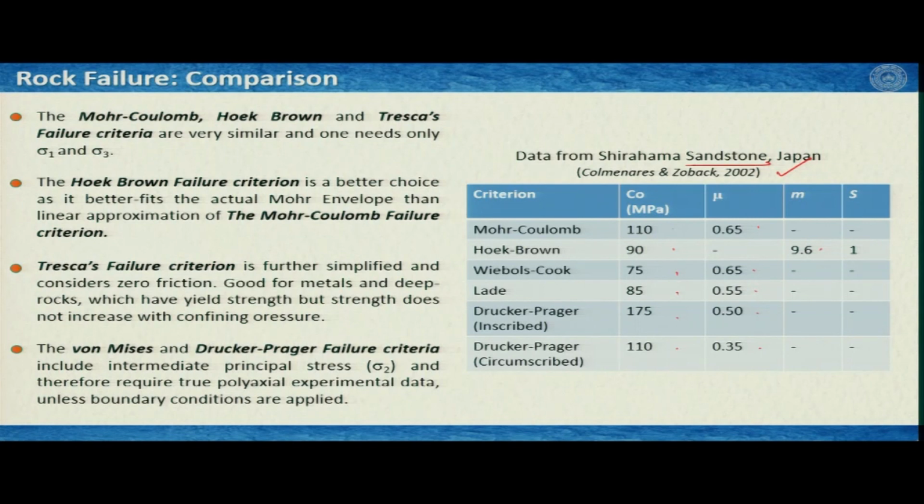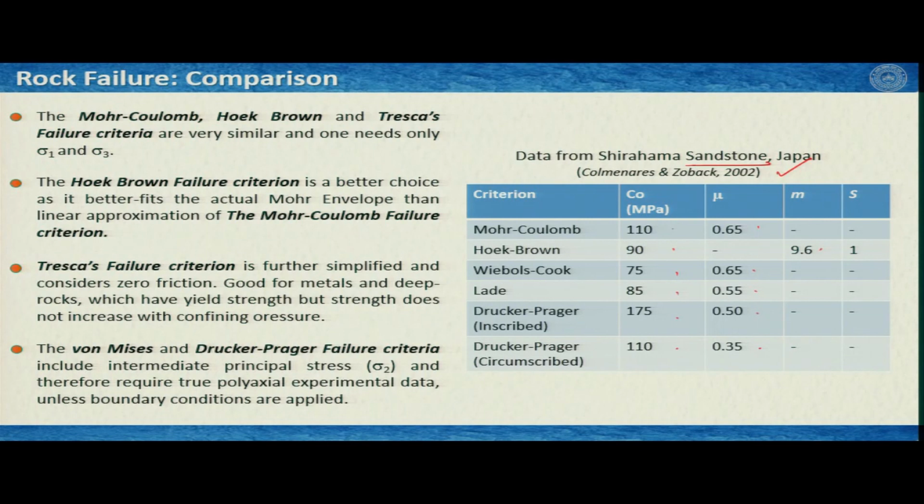So, the Mohr-Coulomb, Hoek-Brown and Tresca's failure criteria are very similar, and one needs only sigma 1 and sigma 3. The cohesion and coefficient of friction do come automatically. The Hoek-Brown failure criterion is a better choice as it better fits the actual Mohr envelope than the linear approximation of the Mohr-Coulomb failure criterion. Tresca's failure criterion is extremely simplified and considers zero friction of the rocks, good for metals and deep rocks which have yield strength, but strength does not increase with confining pressure.